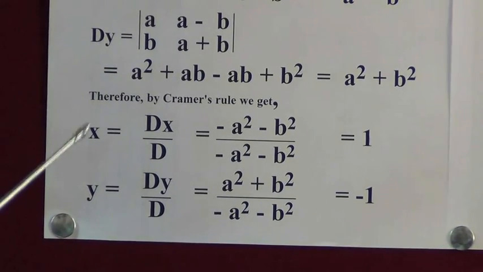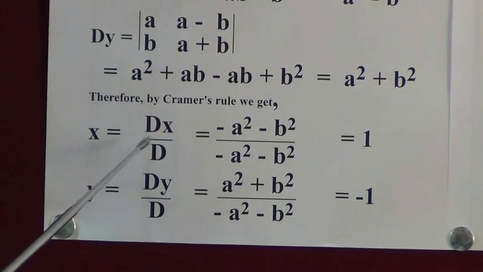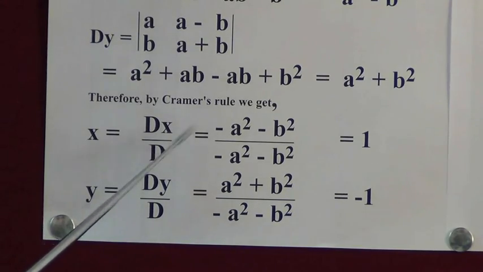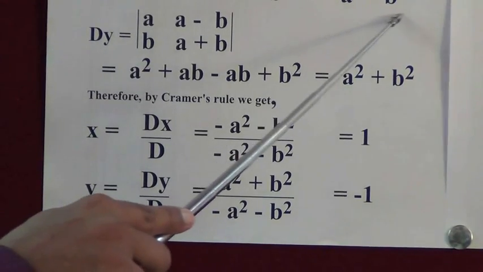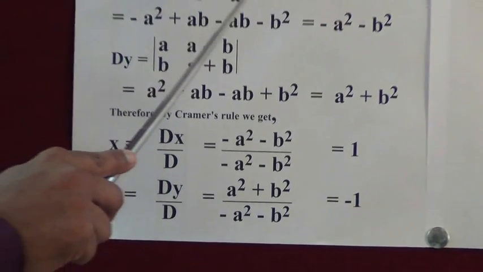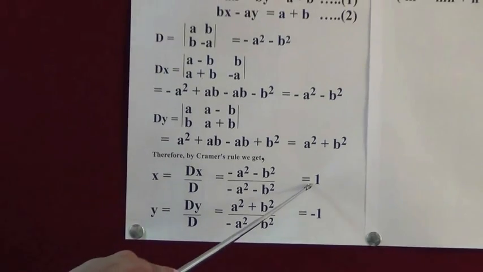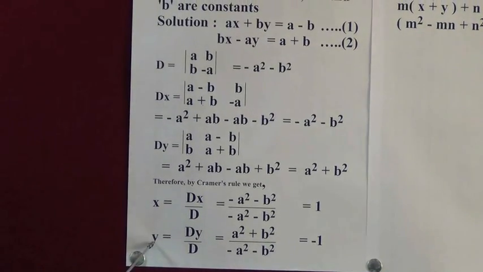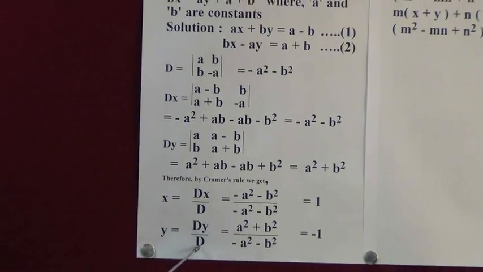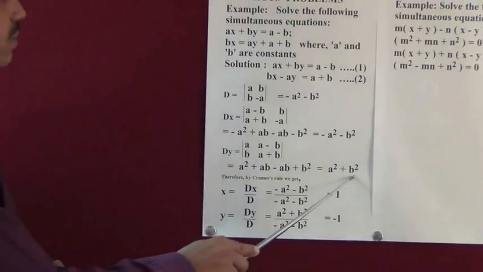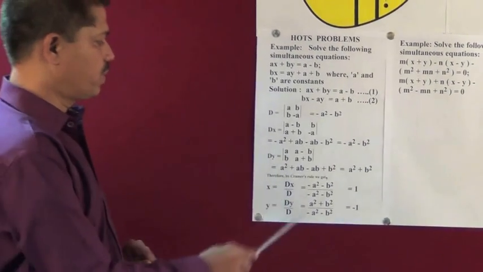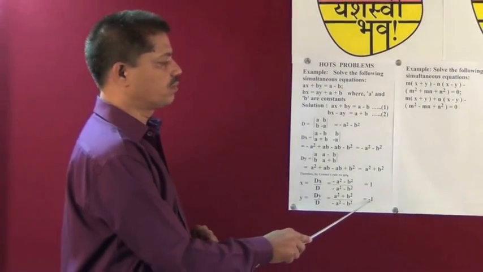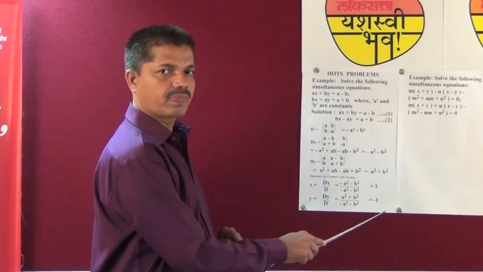By using Cramer's rule, x is equal to Dx upon D, that is equal to minus a square minus b square upon minus a square minus b square, which comes out to be 1. And the value of y is equal to Dy upon D, that is equal to a square plus b square upon a square minus b square, which comes out to be minus 1.